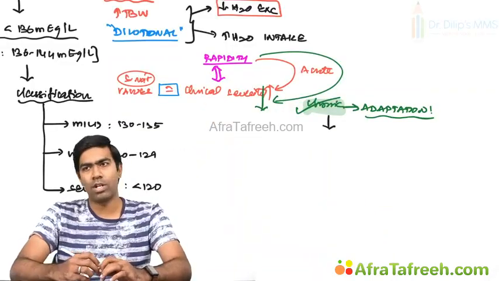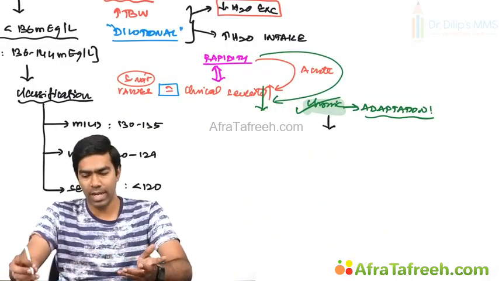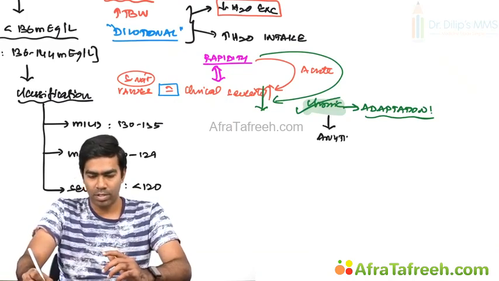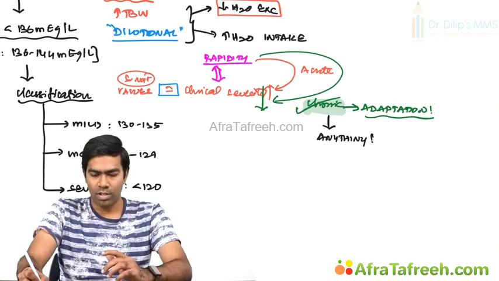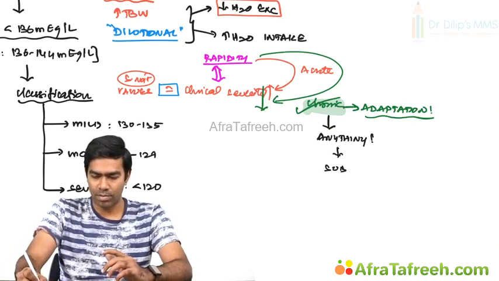Because of the cellular adaptation in a chronic hyponatremia, you might have very subtle symptoms or no symptoms at all. So if they ask you what could be the symptoms of chronic hyponatremia, it could be anything, depending on the severity, but often they tend to have subtle symptoms. What are the subtle neurological symptoms?